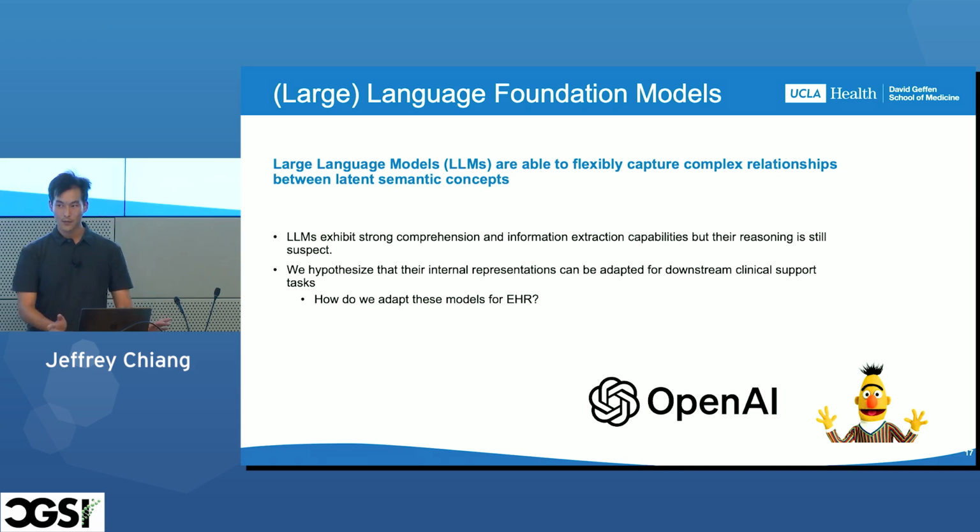So I want to say a few words about these language foundation models. I know James did a great introduction to these earlier in the week, so I won't say too much about them. But they have some nice properties in that they're able to flexibly capture complex relationships between latent semantic concepts. We can claim that they exhibit strong comprehension and information extraction abilities. At this stage, we may or may not trust their reasoning capabilities, but the working hypothesis here is that their internal representations can be adapted for these types of risk stratification decisions.